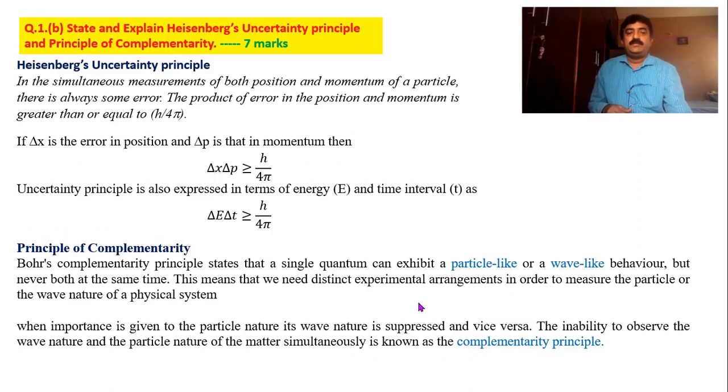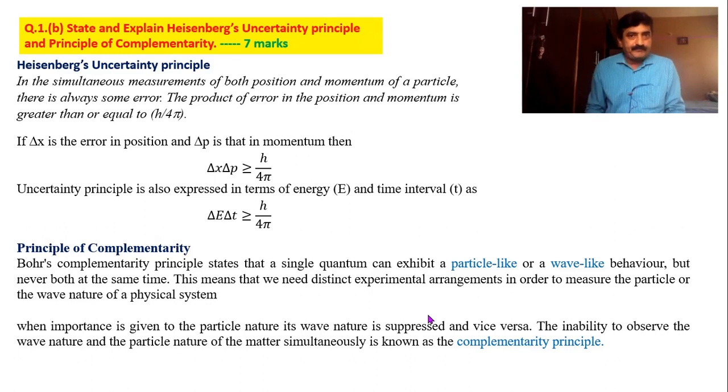So this means that we need distinct experimental arrangements in order to measure particle nature or wave nature. When importance is given to the particle nature, it will suppress the wave nature. If the importance is given to the wave nature, it will suppress the particle nature. This is known as complementarity. That is, if you focus more on the wave nature, you lose information about particle nature. Similarly, if you focus more on the particle nature, you lose the information about the wave nature.